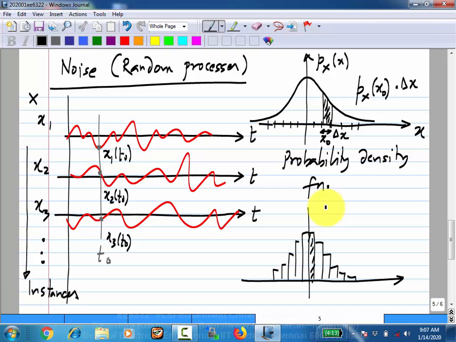Each instance is, what do you mean by that? Each instance has some values, yeah.